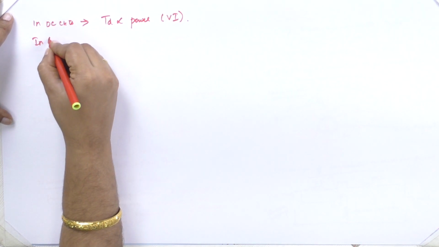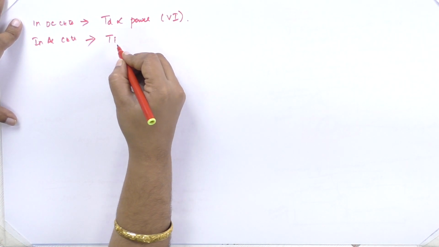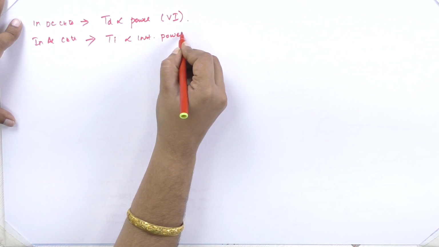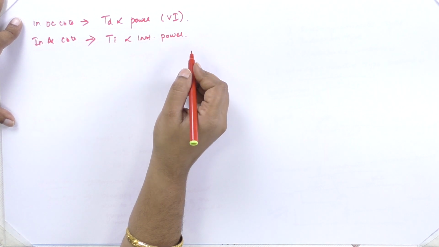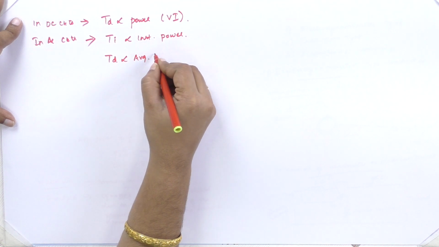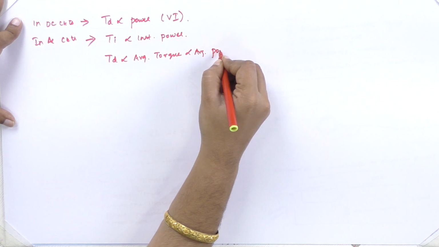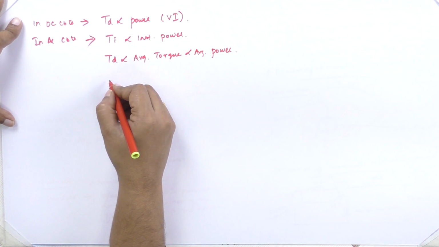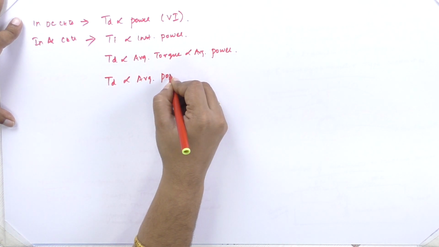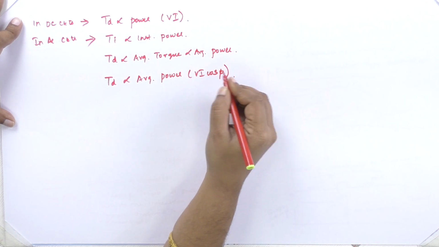But in case of AC circuits, the instantaneous torque will be produced, which is represented as TI, the instantaneous torque, which is proportional to instantaneous power. Due to the moment of inertia of the moving system, what happens? The deflection produced will be directly proportional to the average torque on the system, which is proportional to the average power. So, in case of AC circuits, the deflection torque TD produced will be directly proportional to the average power transferred to the load, which is VI cos phi.